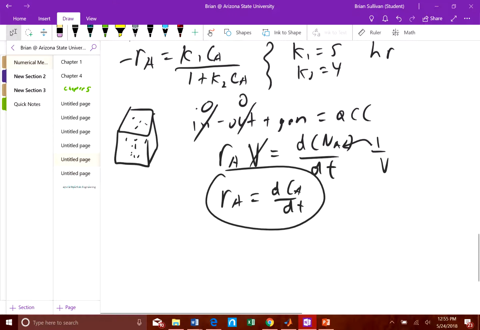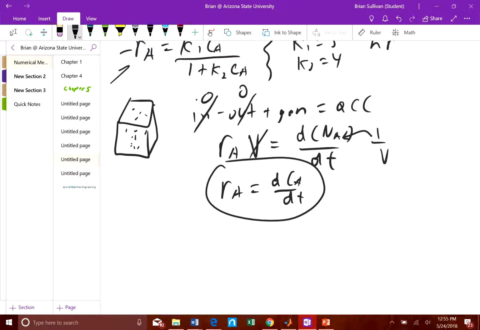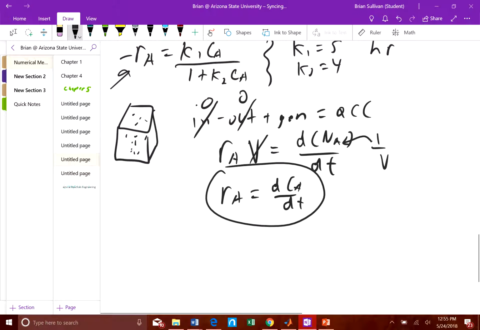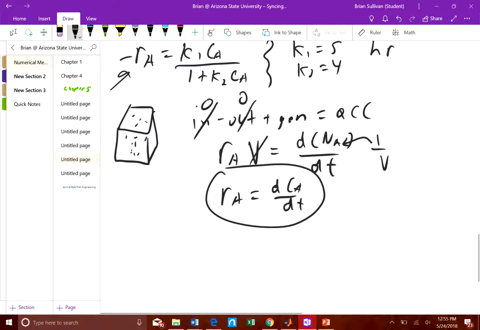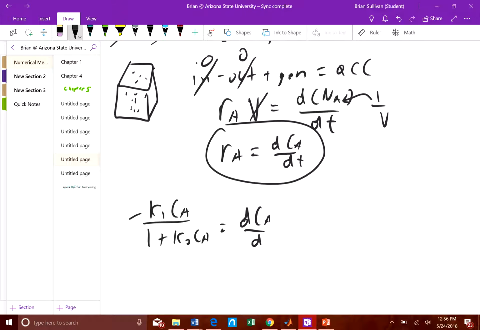Okay, so let's plug in the rate of reaction. Now we have negative RA. That sign is super important. It'll screw up all your results if you don't have that right. So put that negative sign to the right side for this equation. And what you're going to get is negative K1 Ca over 1 plus K2 Ca equal to dCa over dt.